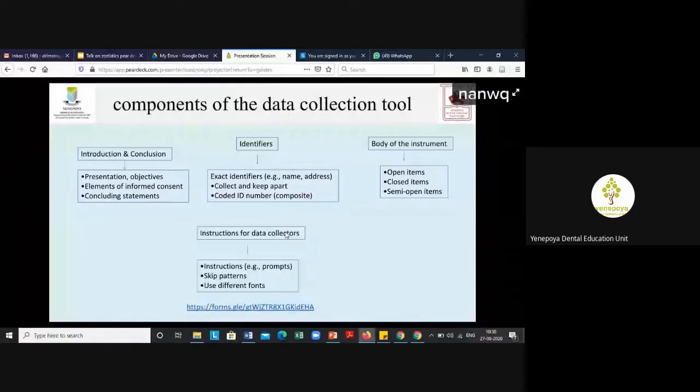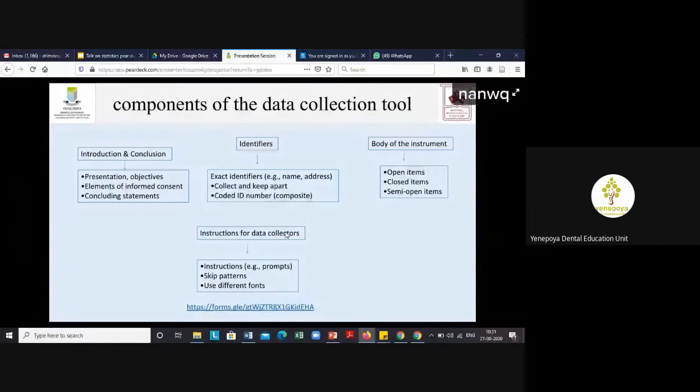So what are the components of a data collection tool? I told you that I'll be talking on questionnaire. What are the components which you have to keep in mind? One is the introduction. You have to introduce the topic to the people very well, and it should contain your objective of the study, elements of the informed consent, and the concluding statements can be included at the bottom. The identifiers, like collection of the name, addresses, you can code it from the ethical point of view. The body of the instrument is where you will have all your questions.